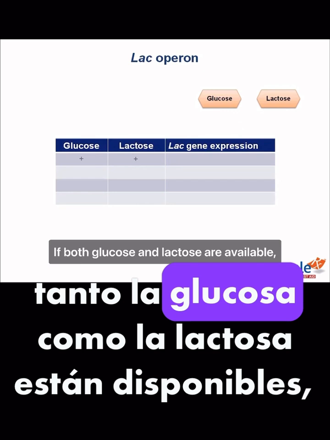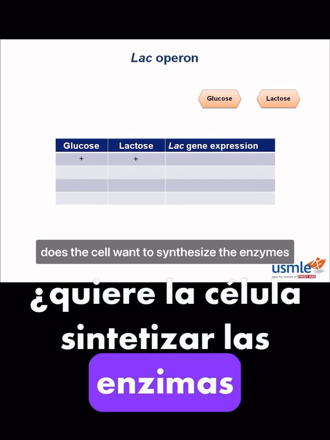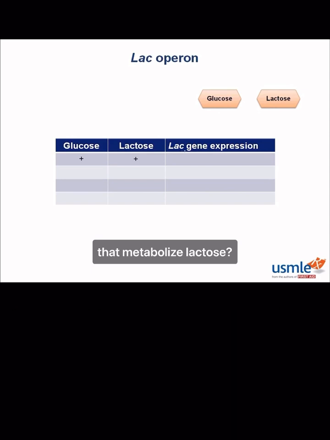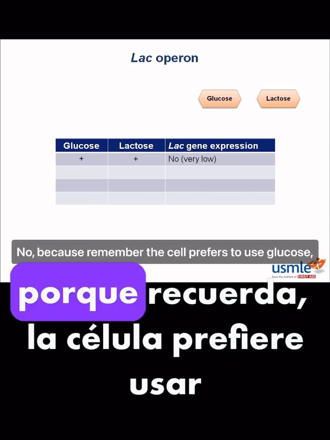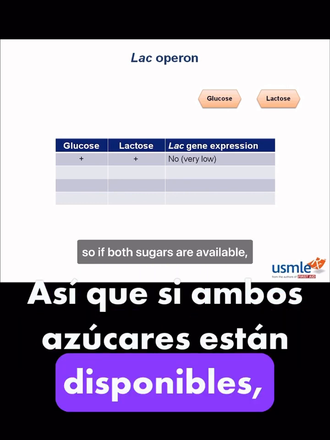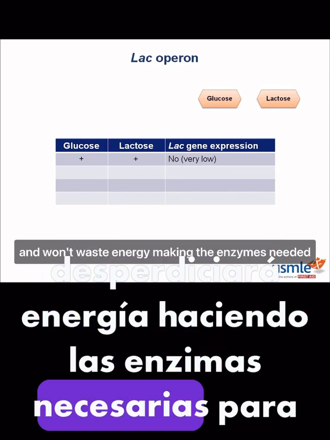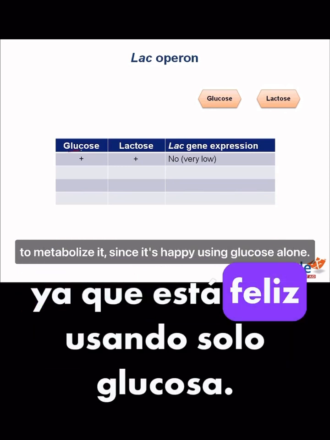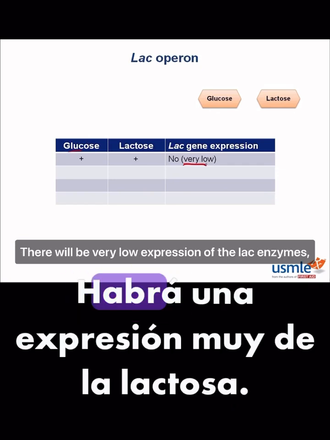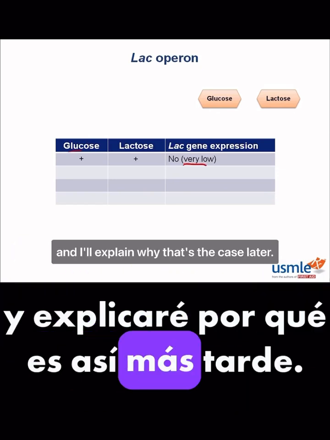If both glucose and lactose are available, does the cell want to synthesize the enzymes that metabolize lactose? No, because remember, the cell prefers to use glucose. So if both sugars are available, it doesn't really care about the lactose and won't waste energy making the enzymes needed to metabolize it, since it's happy using glucose alone. There will be very low expression of the lac enzymes, and I'll explain why that's the case later.